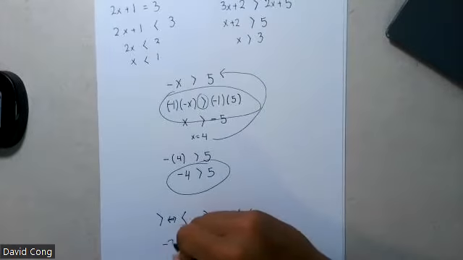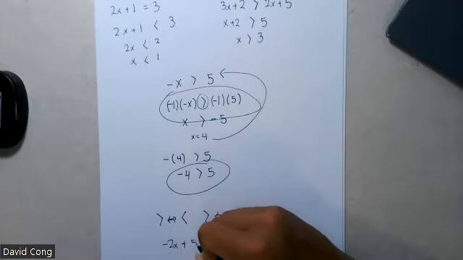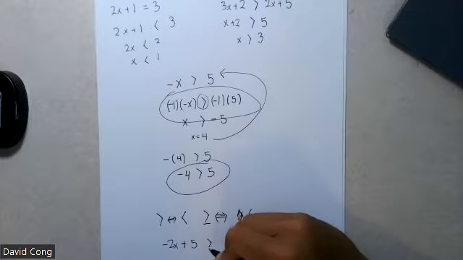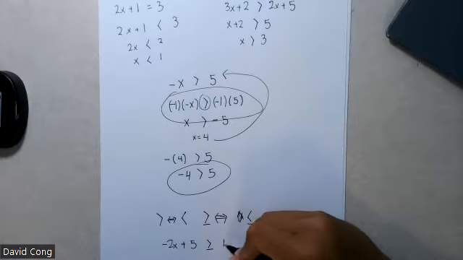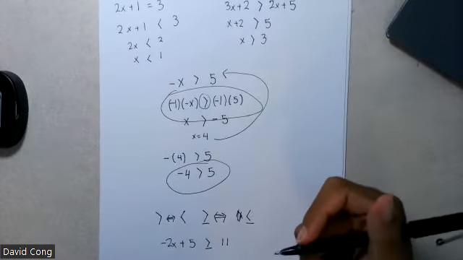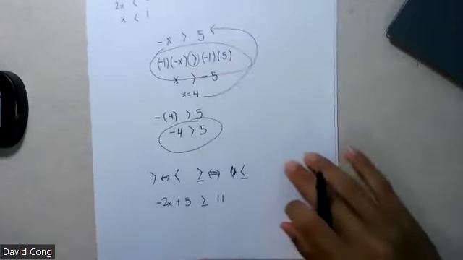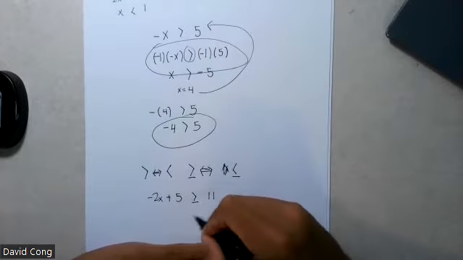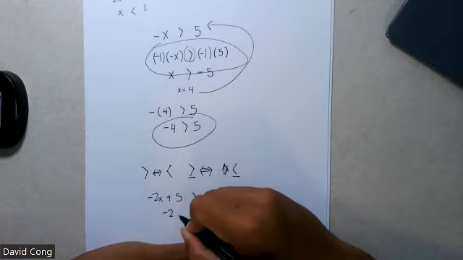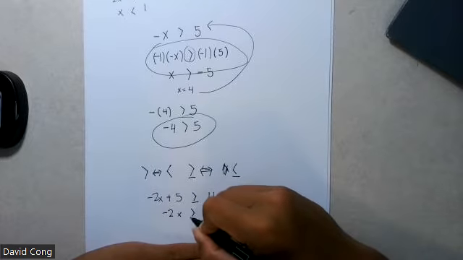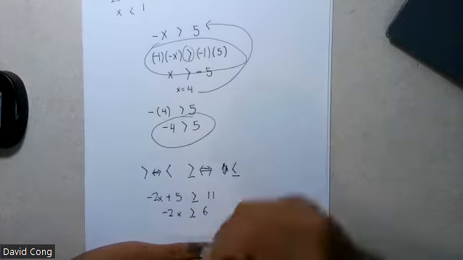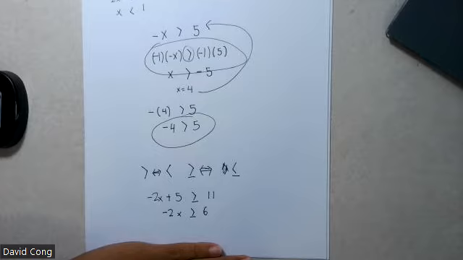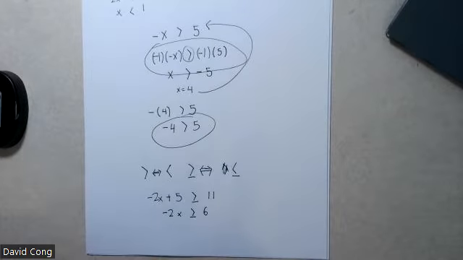So say we had negative 2x plus 5 is greater than or equal to 11. You want to work out all the normal arithmetic first. So you want to move this 5, subtract it. Now we're left with this. So what can we do? We can divide by -2.